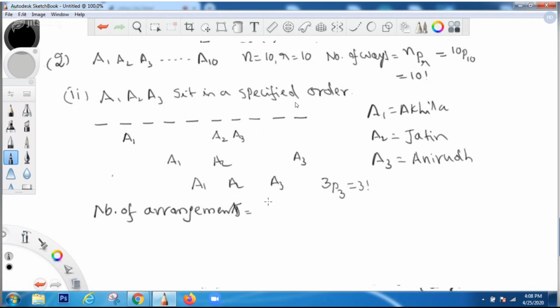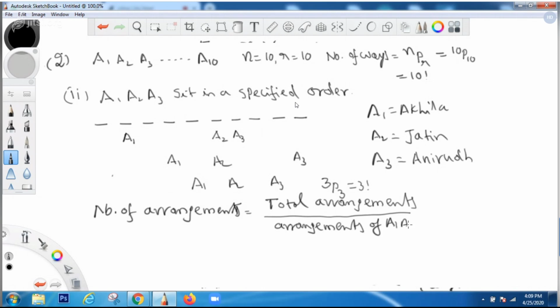Therefore, number of arrangements is equal to total arrangements divided by internal arrangements among A1, A2, A3. This is equal to total, which is 10 factorial, you said. Among A1, A2, A3 it is 3 factorial. That's all, that's the answer: 10 factorial divided by 3 factorial.